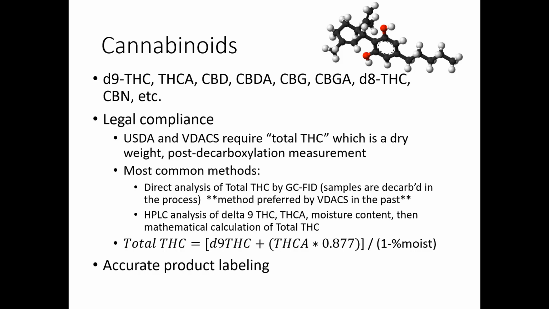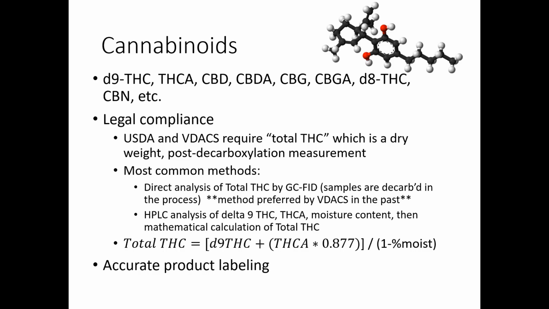But the two common methods that you're going to find are direct analysis of this dried decarboxylated plant material by a method called GC-FID. Basically, the samples are decarbed in the process. The GC is a very hot method, so there's no way around it other than some scientific tricks. But basically, it's a direct measure. It converts everything to the decarb delta-9. This has been the method that's been preferred by VDACS in the past. I certainly don't speak for them, and so their opinions may change. But compliance testing over the last couple of years has been through that method.